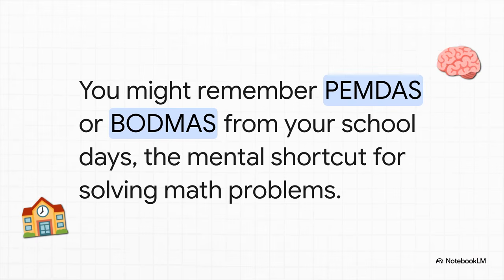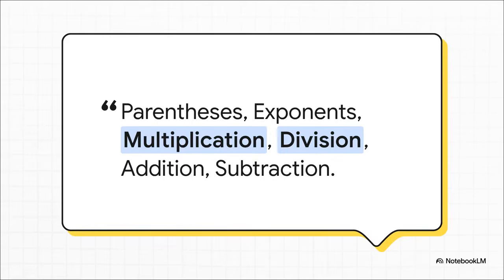You might know it as PEMDAS, or maybe BODMAS, depending on where you grew up. It's that mental shortcut we all learned for solving math problems. The classic mnemonic is, please excuse my dear Aunt Sally. And this is exactly where the confusion begins, because M for multiplication comes before D for division in the name. A lot of us were taught that you always multiply before you divide. But, as we're about to see, that's not quite the whole story.